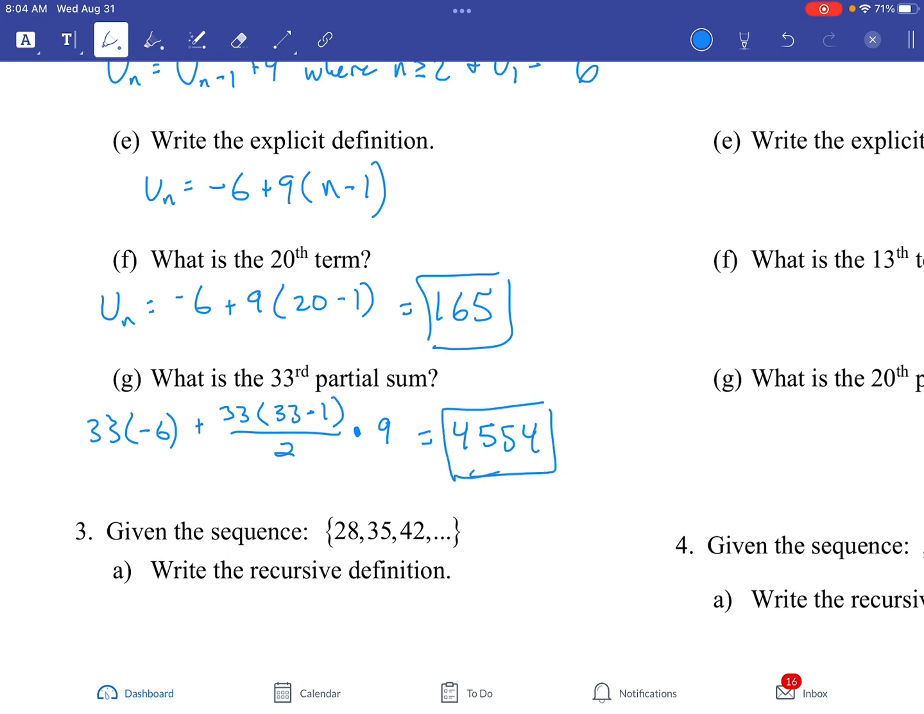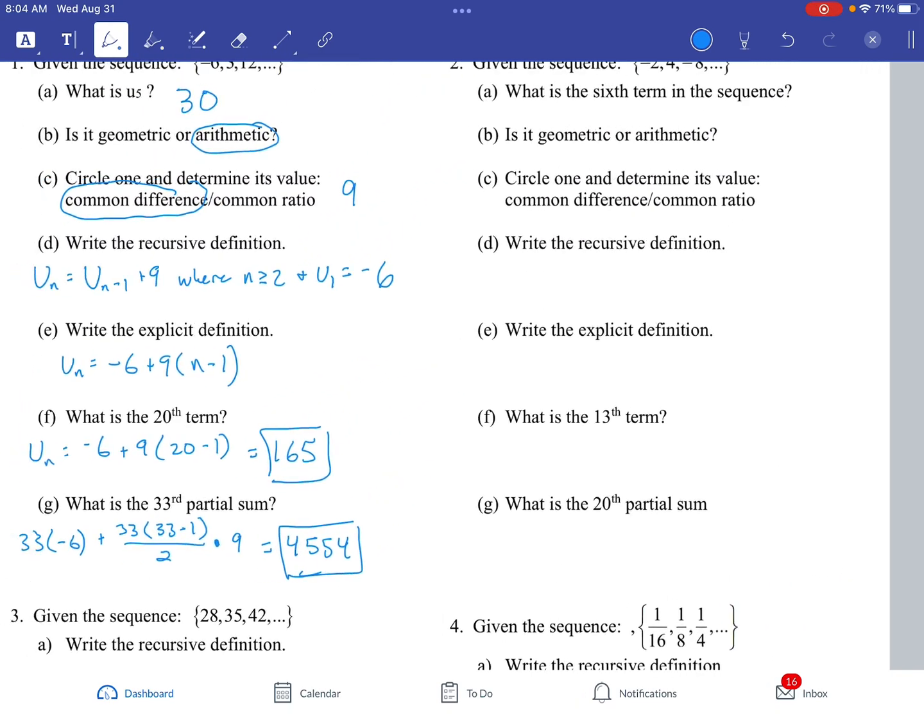Again, this is all I would need to see on the test. You set up the formula, you find the answer. Everything else is a calculator issue. Number 2.